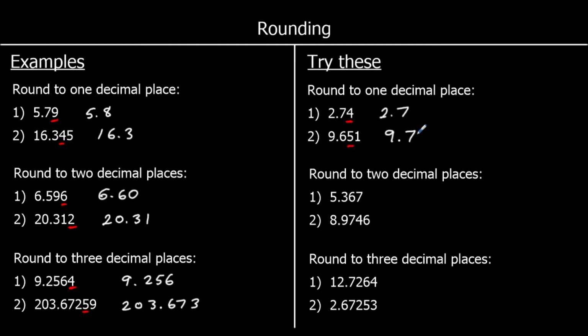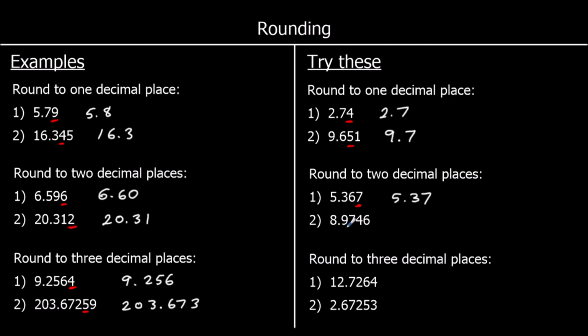Rounding to 2 decimal places. So we want 2 numbers after the decimal point. So we're going to look at the next one. Is it 5 or above? Yes, it is. So we round up. So that will be 5.37.